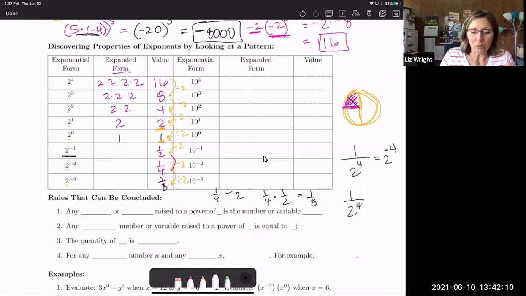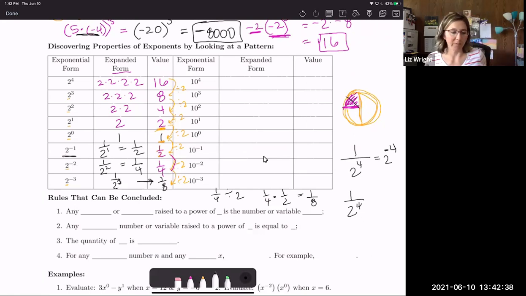So that means that 2 to the -1st is going to be 1/2 to the 1st, which is just 1/2. And then our next one, which would be 1/2 squared, is going to be 1/4, which is what we're getting in that right-hand column. And then here, that 2 to the -3rd is going to be 1/2 cubed, which is just going to equal 1/8 for that.